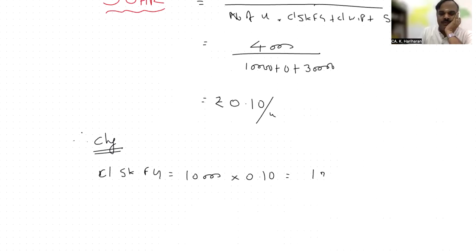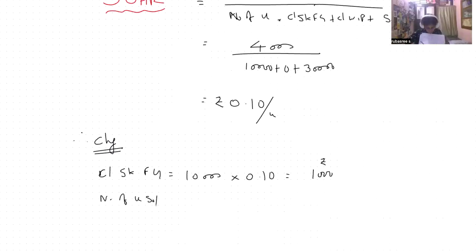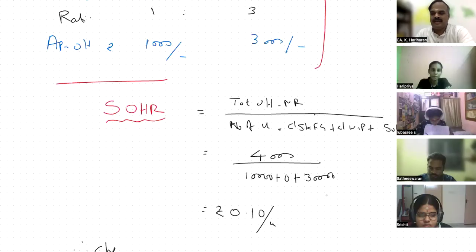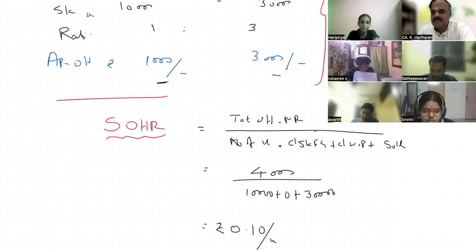Next, number of units sold. How many units, Kanna? 30,000 into 10 paise is equal to how much? 3,000. That 4,000 has been apportioned between finished goods and units sold, coming to 1,000 and 3,000. Same answer we got here. Got the clarity or not? Any difficulty in the supplementary overhead rate? Are you comfortable, my dears?